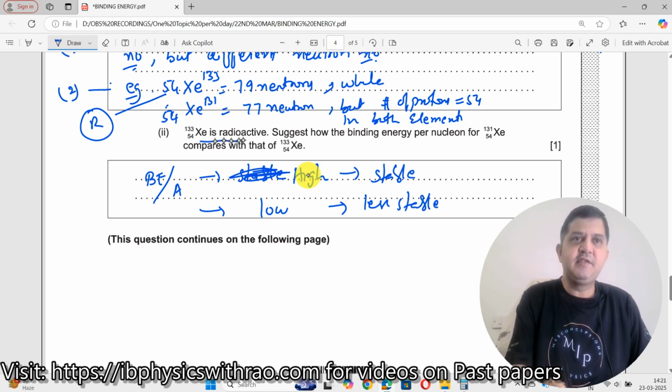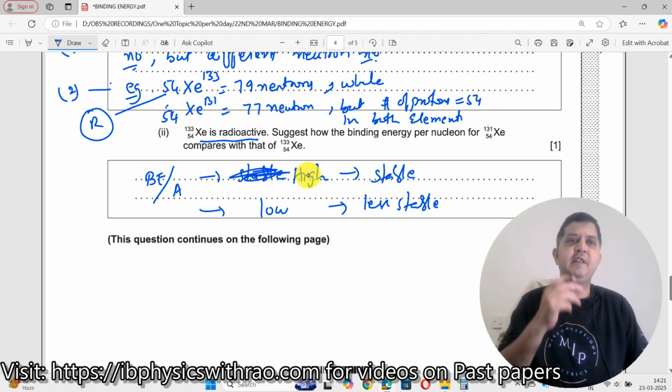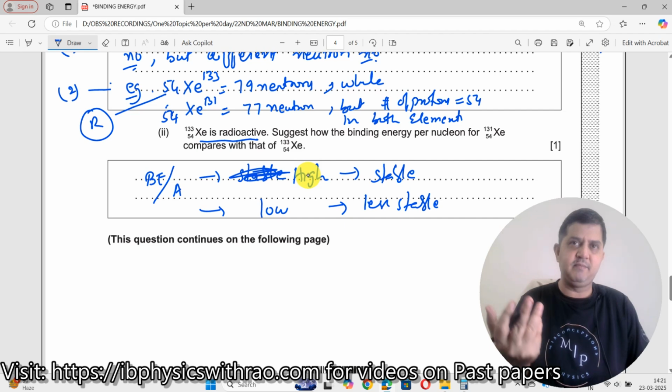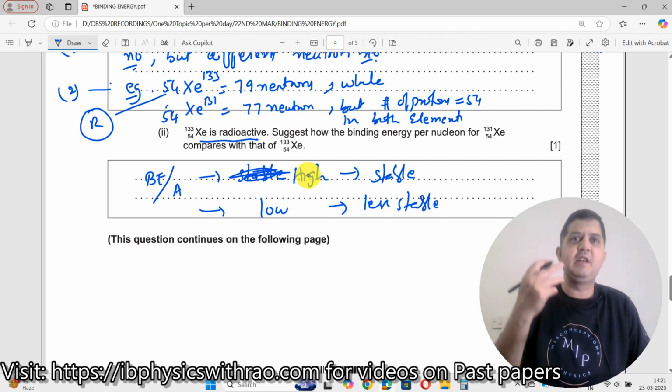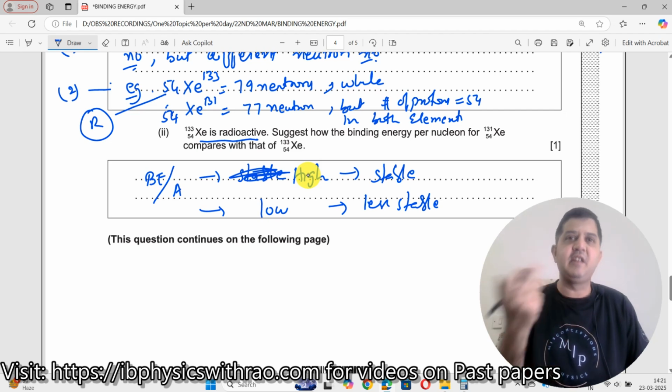When you say xenon-133 is radioactive, but the other one is not radioactive, that means this will have a low stability. That's the reason why this xenon-133 will immediately disintegrate. Maybe its half-life could be 1 year, 10 years, whatever it is, but definitely it is not stable. It disintegrates, while this one is not radioactive.